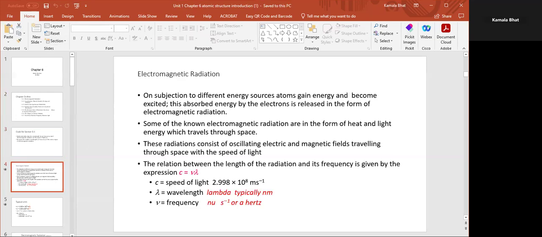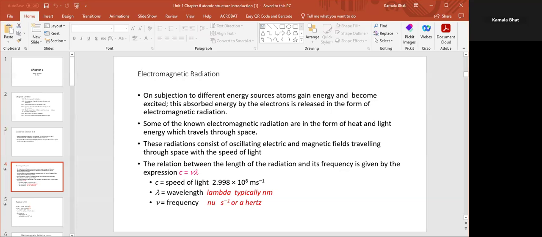On subjection to different energy sources, atoms gain energy and become excited. This absorbed energy by the electrons is released in the form of electromagnetic radiation. Some of the known electromagnetic radiations are in the form of heat and light, energy which travels through space. These radiations consist of oscillating electric and magnetic fields traveling through space with the speed of light.